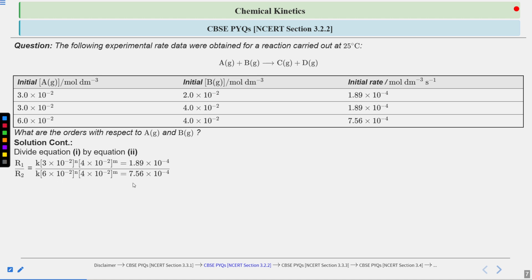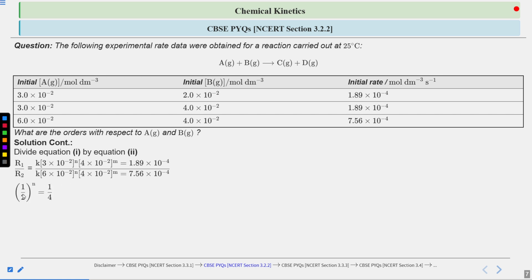Now here, if you see, when you are dividing it, the terms of the B concentration will cancel out because the power is the same and the base is the same too. K will cancel out. 10 to the power minus 4 will cancel out, and this fraction you can solve. This 3 times 10 to the power minus 2 to the power N and 6 times 10 to the power minus 2 to the power N, you can take 2 to the power N as common. That means when you solve this fraction, it is going to give some value, right?